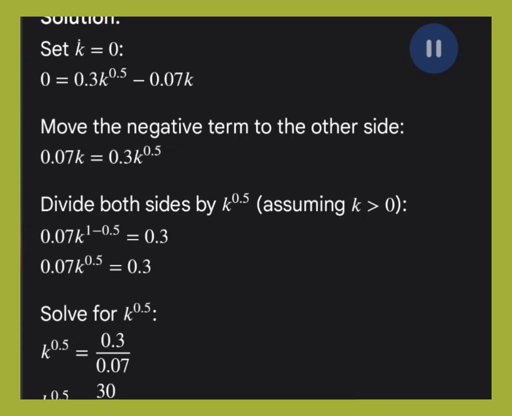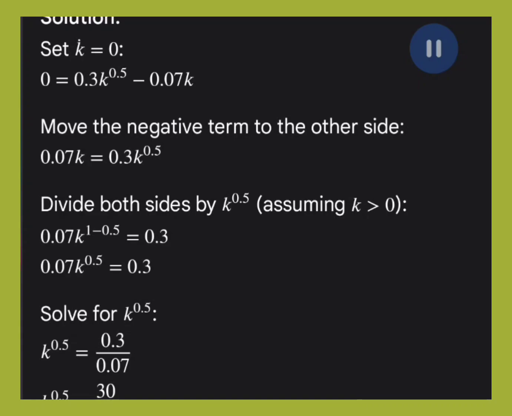0.07 K equals 0.3 K to the power of 0.5. Divide both sides by K to the power of 0.5, assuming K greater than 0: 0.07 K to the power of 1 minus 0.5 equals 0.3. So 0.07 K to the power of 0.5 equals 0.3. Solve for K to the power of 0.5.